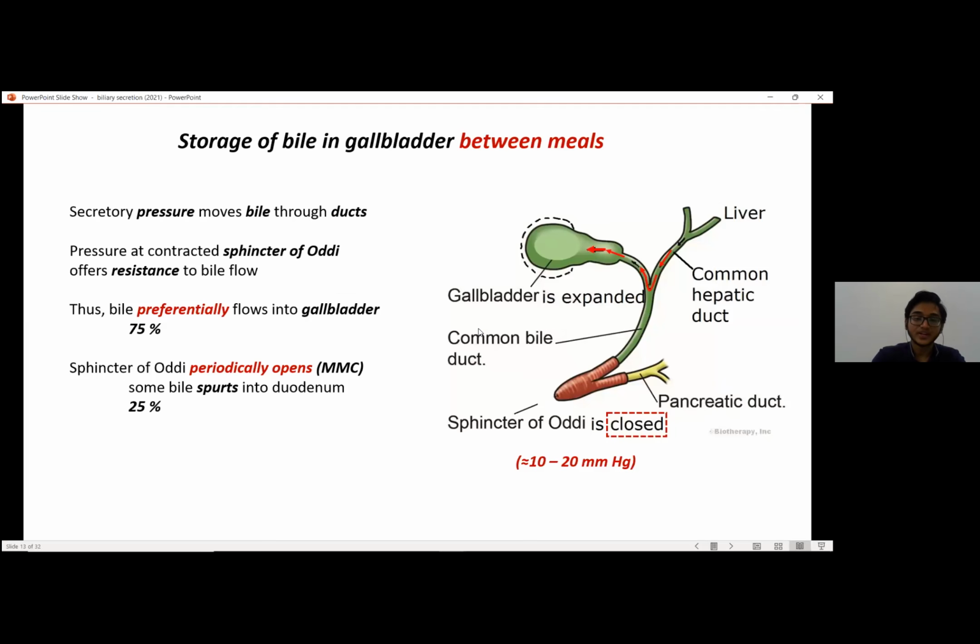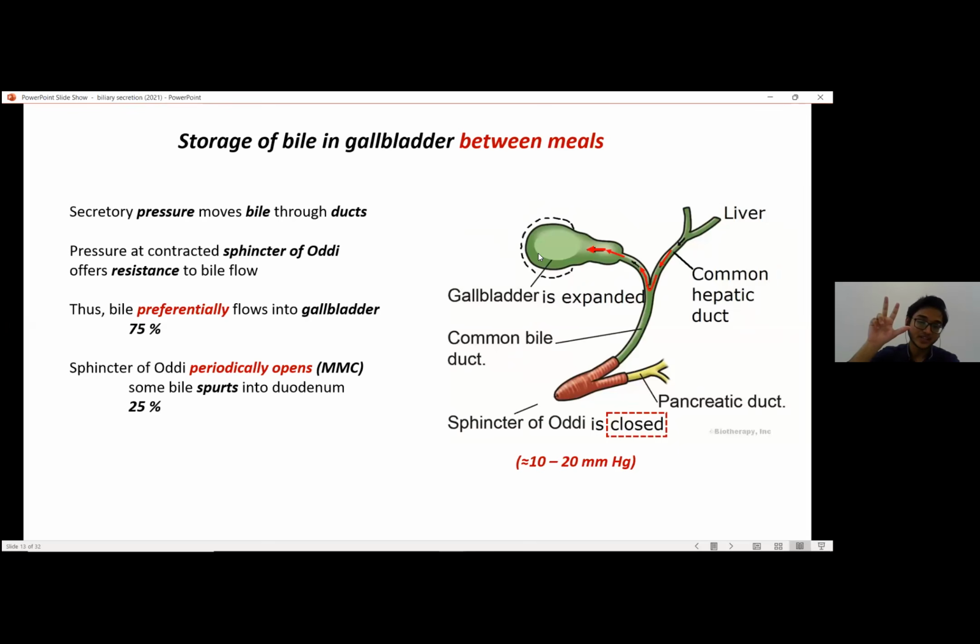Okay. So now we need to hurry up quickly, okay? Bile is moving down these ducts. It reaches the sphincter of Oddi, which is the opening into the duodenum. This is closed normally. So bile goes back up and it stores itself into the gallbladder.